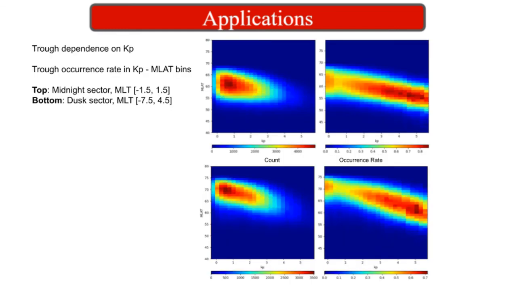On this slide, we show how the trough's latitude varies with Kp. These figures demonstrate a well-known effect where the auroral oval and ionosphere convection pattern expands with higher Kp. This causes the trough to form at lower latitudes. The top figures show the midnight sector, and the bottom figures show the dusk sector.